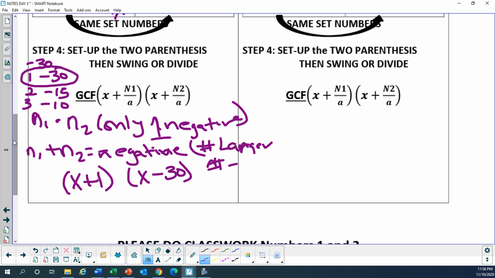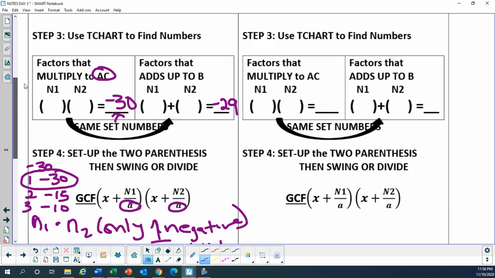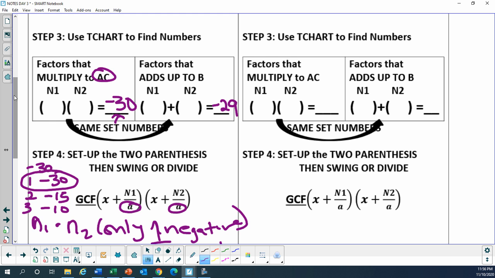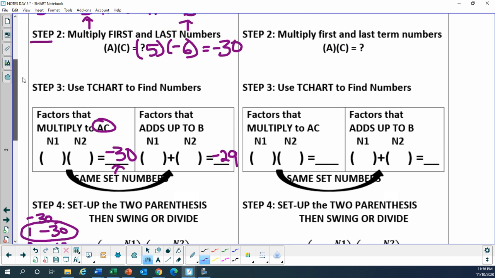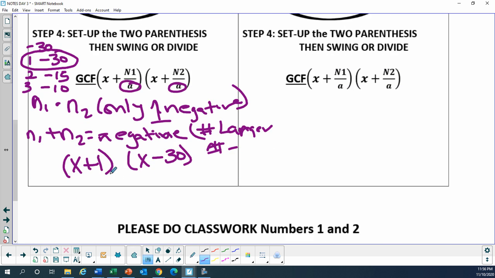But remember, one thing: we have to get rid of the a, because I multiplied a times c here, right? What was a? What's the number I multiplied? 5. So I need to get rid of that 5 that I multiplied earlier, right? So I'm going to divide it by 5. When you divide it by that 5, by that a, if the number is going to give you a fraction, then take the 5 in front of it. So it's going to give you 5x plus 1.